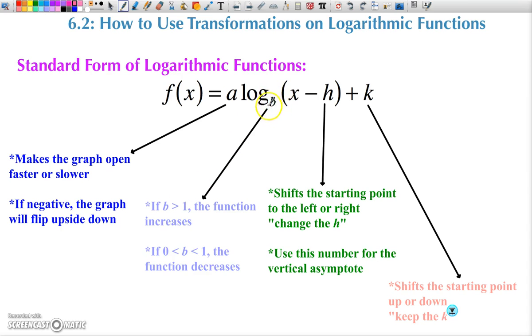We have this base number down here, and that's going to change with each graph that we do. And we have two instances. We are going to have a b value that's greater than 1, which means you have an increasing function. And then again, that depends on your a value. Or it can be between 0 and 1, in which case the function is going to decrease. We have our h and k, just like every other function we have done this year. That is our starting point. We start at (1, 0), and then we're going to shift left and right, and then our k is shifting up and down. And remember, change the h, keep the k. And the h is the number that you use for the vertical asymptote.